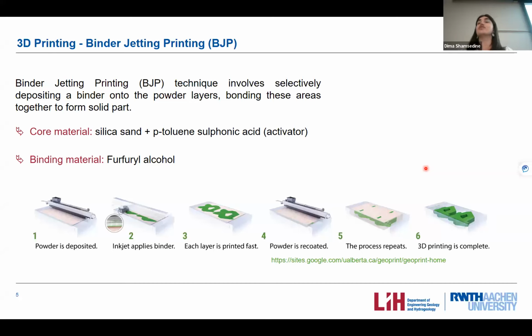The samples after printing undergo thermal curing, and they are put in the oven at 80 degrees Celsius in order to increase the strength and the stiffness of the samples.